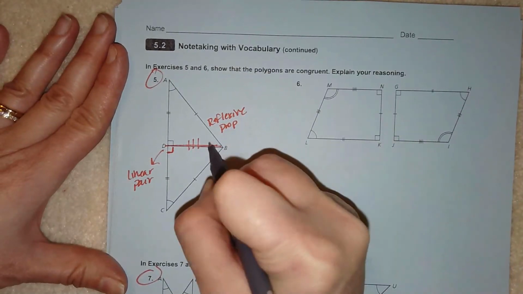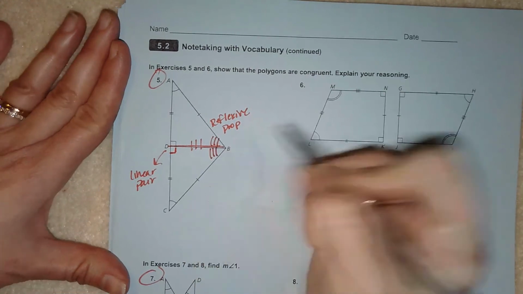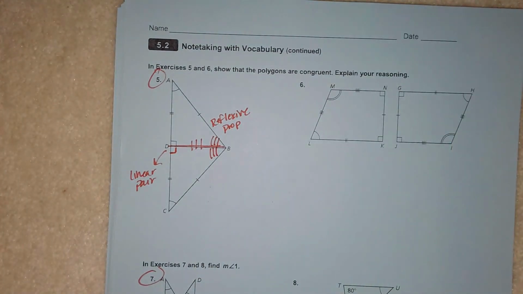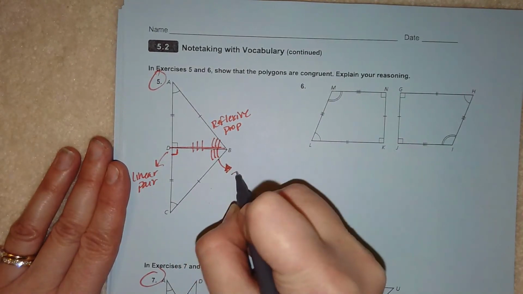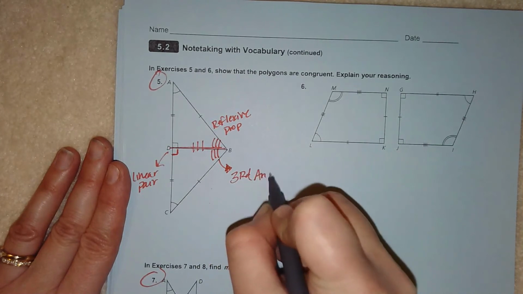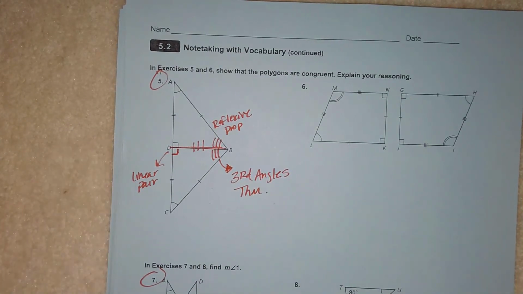And then remember what we talked about in the one theorem, it said if two angles of a triangle are congruent to two other angles of a triangle, then the third angle has to be congruent. And so I'm going to use the third angle theorem. And that's how I know that that is congruent. So that's kind of my explain your reasoning.